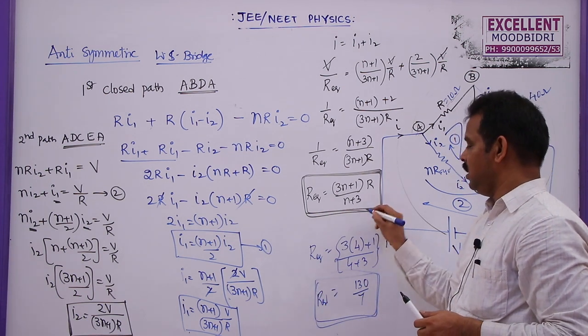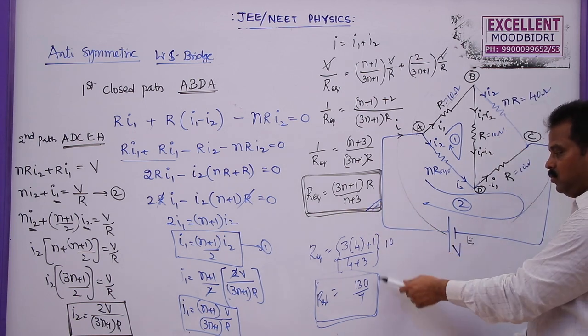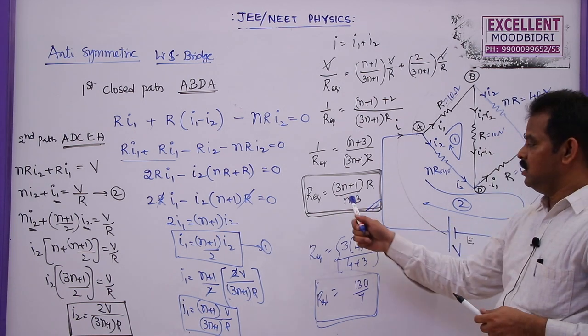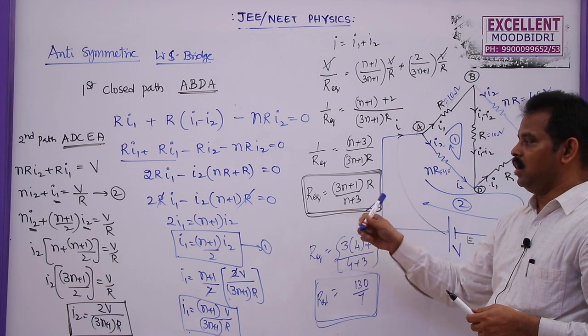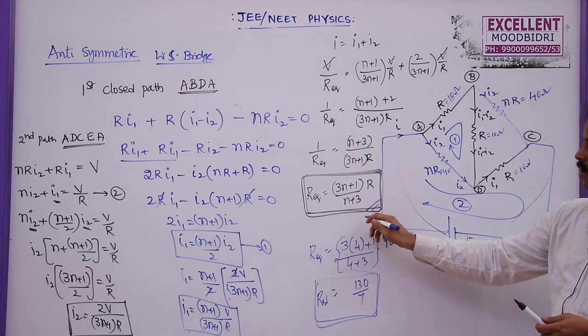If you remember this formula, then you can solve this problem in 2 steps. So the formula is (3N plus 1) by (N plus 3) into R. So please remember this formula.